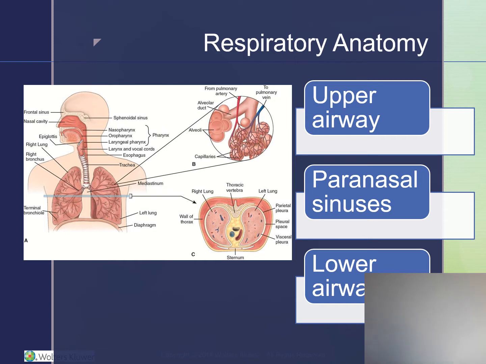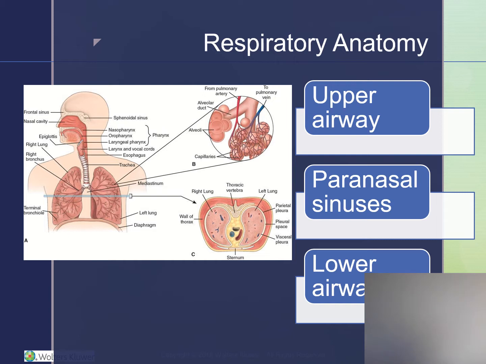In the upper airway, we have the nose, sinuses, turbinates, pharynx, and larynx. The nose itself is divided into two areas that are separated by the septum. The mucosal lining warms and humidifies inspired air, while the mucus traps small particles to help prevent lower respiratory complications.